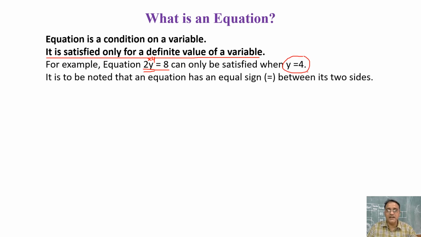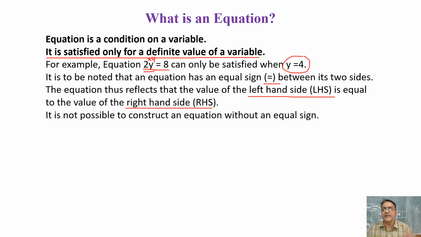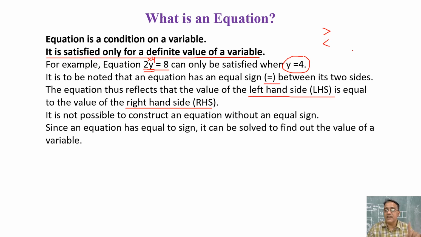So it is to be noted that an equation has an equal sign between its two sides. The left side is called LHS, left hand side, and the right side is called RHS, right hand side. The equation thus reflects that the value on the left hand side is equal to the value on the right hand side. It is not possible to construct an equation without an equal sign. If we have greater than or less than instead of the equal sign, it is called an inequality.